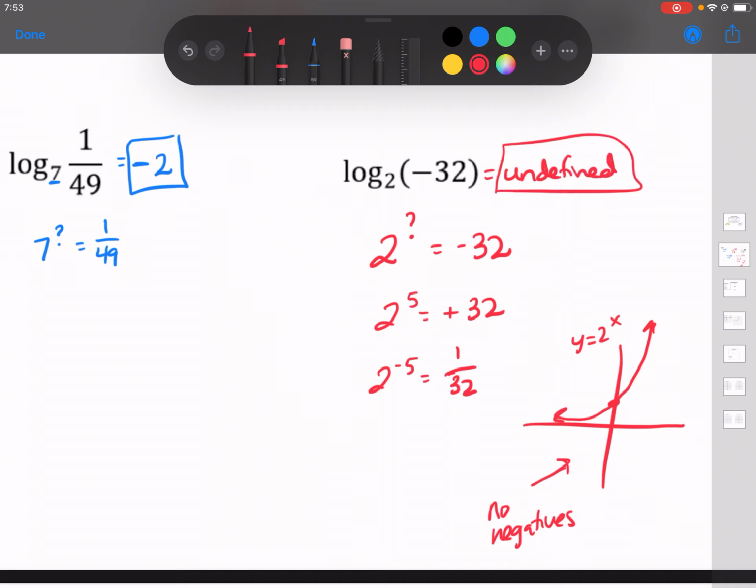You can't do it. So you never have a negative argument. That's actually a big no-no. So no negative bases and no negative arguments. But you can have a negative answer because that's the exponent.